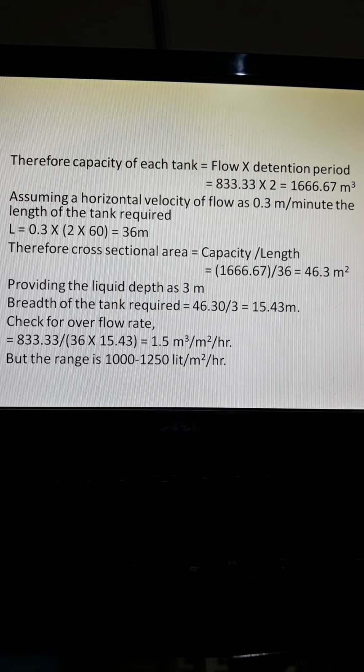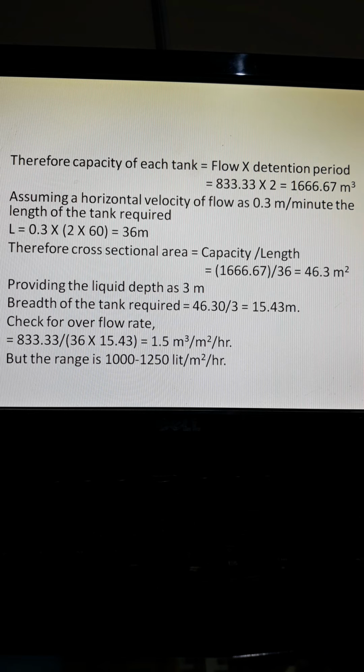The given detention time is 2 hours and alum dosage is 1.5 milligrams per liter. Therefore the capacity of each tank will be, as I said earlier, C equals Q into T. That is, the capacity of each tank is the product of the flow and the detention time. Here the flow is 833.33 cubic meters per hour and the detention period is 2 hours. Therefore the volume or capacity of the tank is 1666.67 cubic meters. Assuming a horizontal flow velocity of water as 0.3 meter per minute.